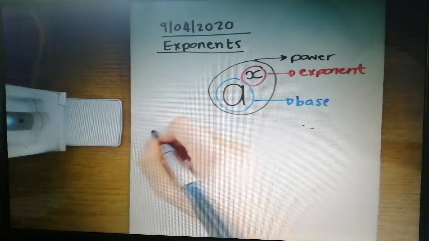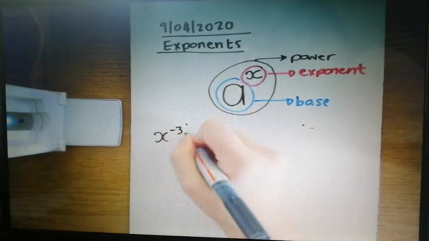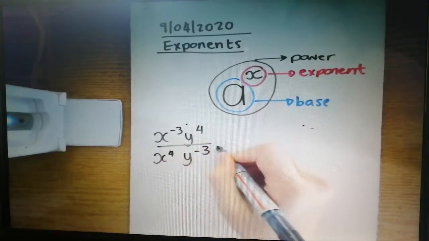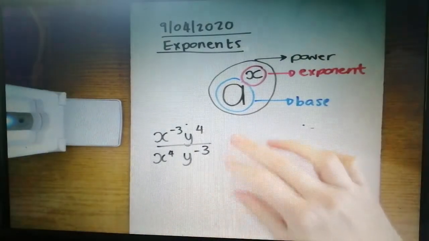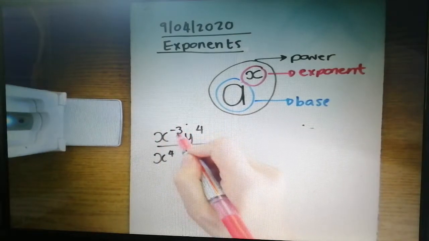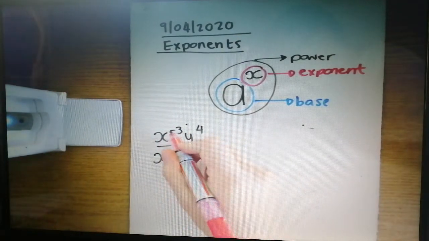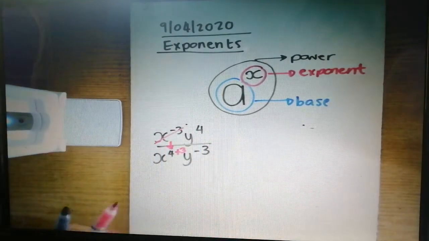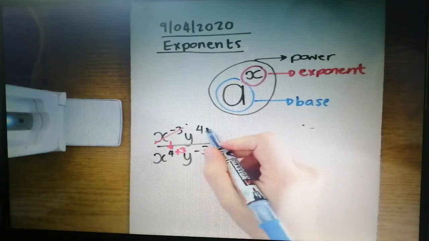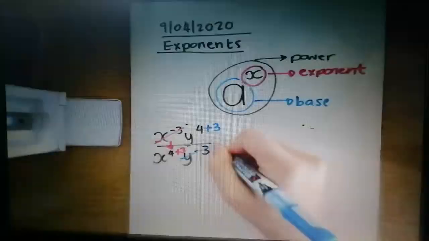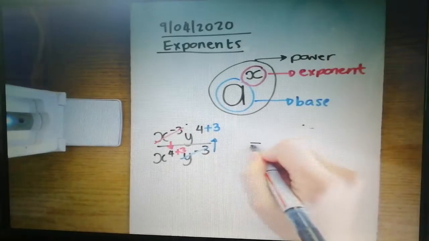So say, for example, if I had x to the negative 3 y to the 4 over x to the 4 y to the negative 3, I'm dividing, so I still need to subtract. Do you remember how this works? You move the smaller to the bigger. So I move this negative 3 down because negative 3 is smaller than 4. And when I subtract, a negative take away a positive 4 becomes 7, so x goes to the bottom. And what happens to the y? You take the smaller to the bigger. And when I subtract negative 3, a negative and a negative make a positive, and that moves up to the top. And my answer for this would be y to the 7 over x to the 7.